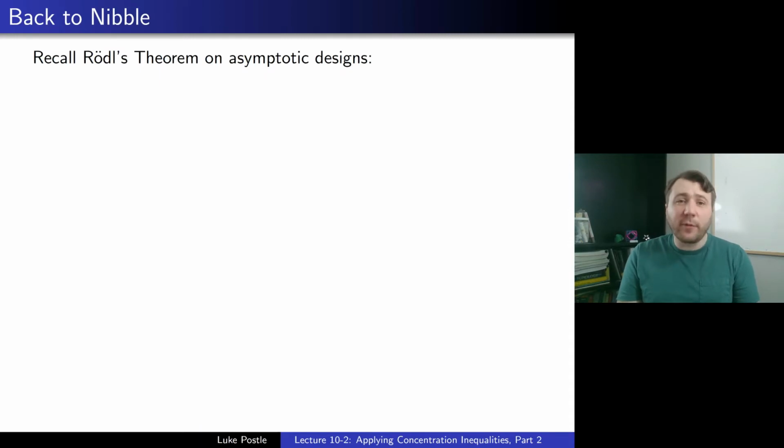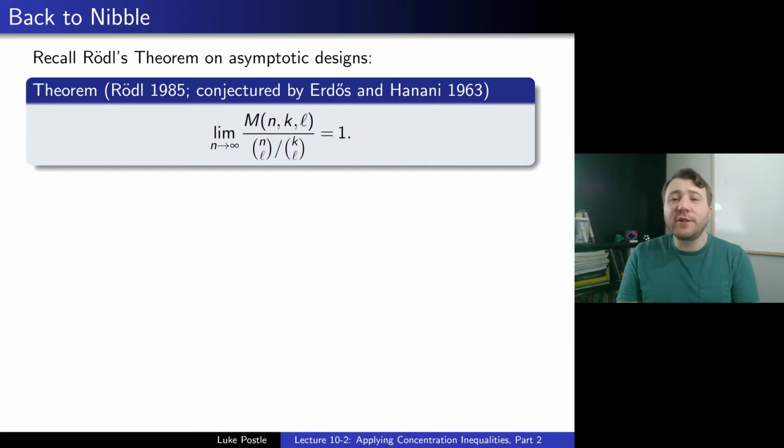So back to the nibble, we recall Rödl's theorem on asymptotic designs in 1985, conjectured by Erdős and Hanani in 1963, which was about the covering and packing numbers, which Erdős and Hanani showed were asymptotically equal, that in the limit their ratio is actually 1. So if you take this and divide by the appropriate number. So what is that saying? That asymptotically we can pack in complete hypergraphs, we can do an asymptotically good packing or covering by these smaller complete hypergraphs. So that was the theorem.